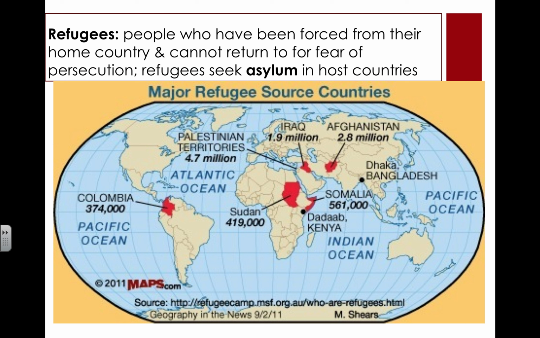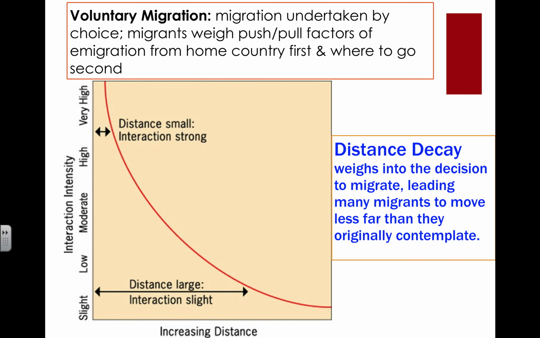Those refugees, those people who've been forced from their homes and cannot return for fear of persecution, they're seeking asylum. This too is out of date. This is 2011 because there are several areas on here that are not mentioned clearly. Big one being Syria as an area where there's a large number of refugees leaving. These are areas of the world where there are large numbers of refugees, people that are fleeing. So that says major refugee source countries.